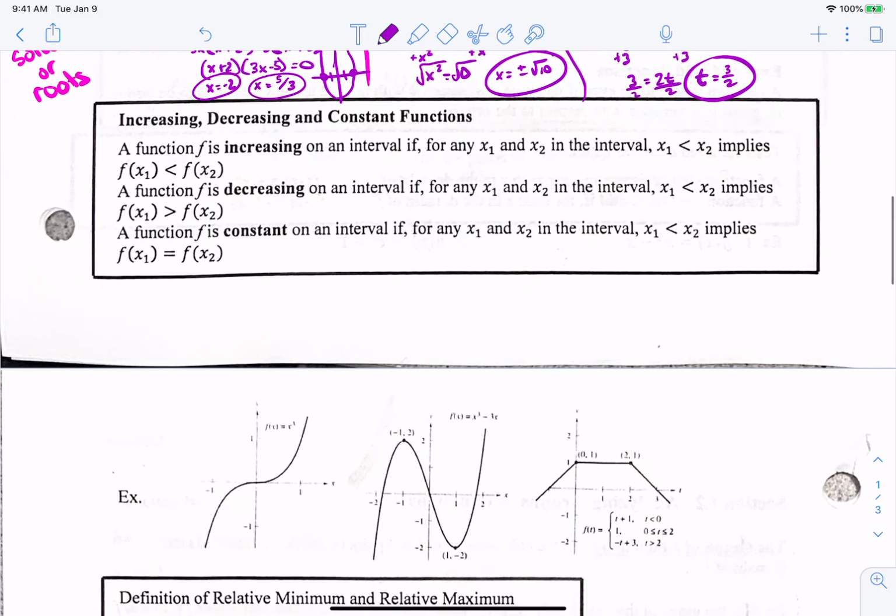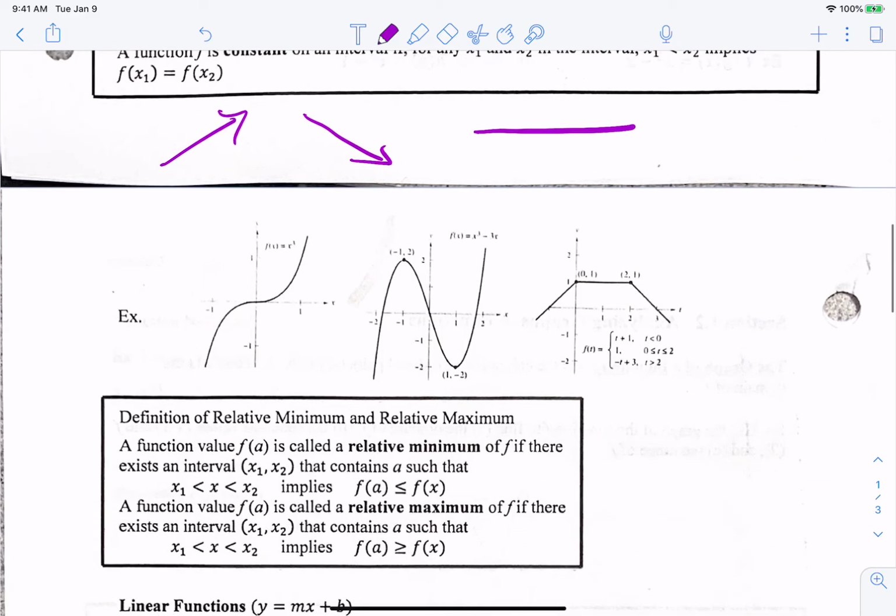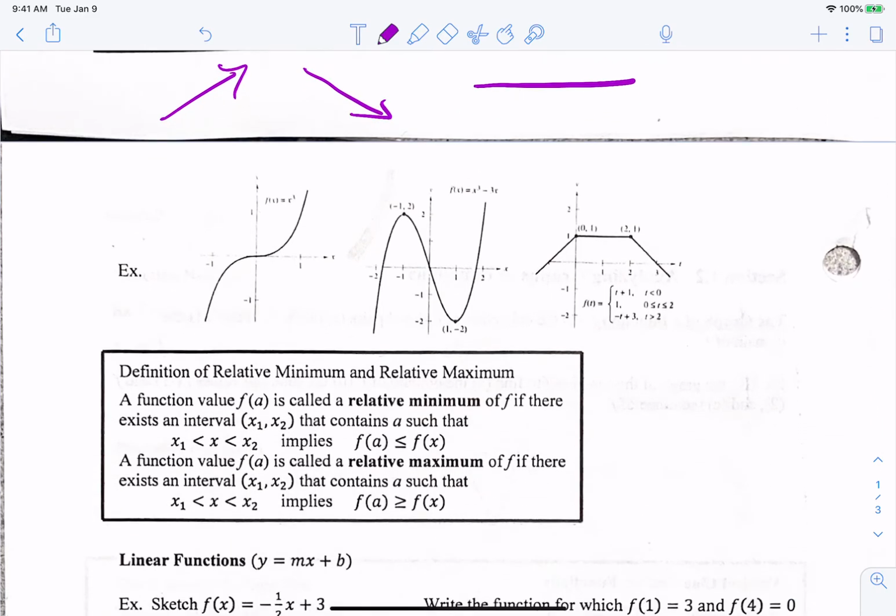Increasing, decreasing, and constant functions is the next part. So functions are increasing if they're going up from left to right. They are decreasing if they're going down from left to right, and they're constant if it's a straight horizontal line. Easy enough? Probably. So let's go down here and let's talk about the intervals upon which they're increasing and decreasing.